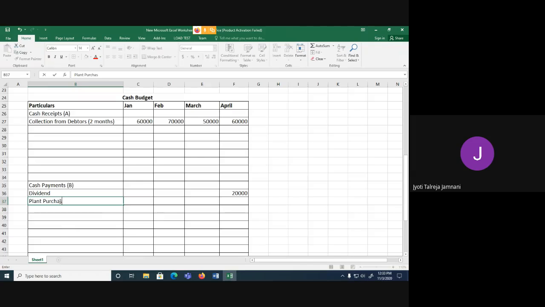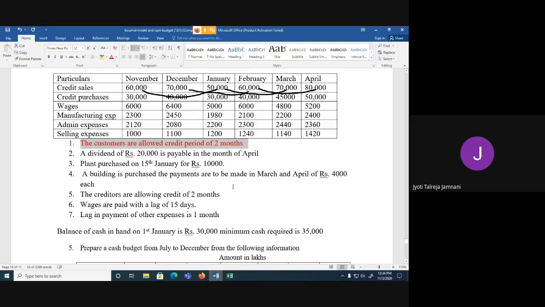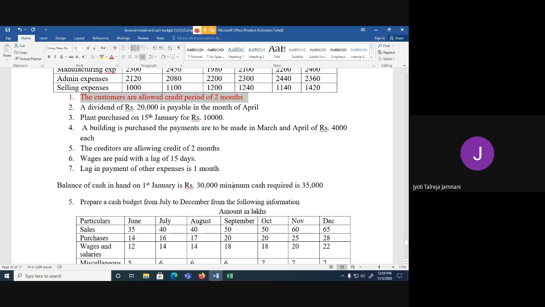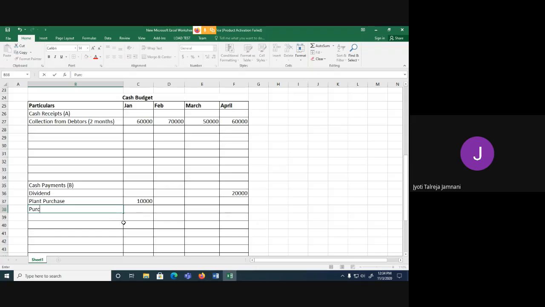Plant purchase on 15 January. So January month you have purchased it 10,000 rupees. You recorded that. Then a building is purchased. The payments are to be made in March and April of rupees 4,000 each. So a building is purchased. So this payment side again. And March and April we have to make payment. So purchase of building in the month of March 4,000 and in the month of April 4,000.